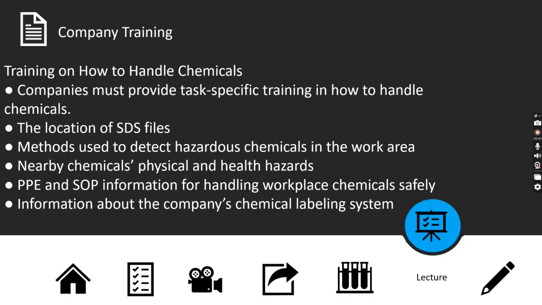Physical hazards would be like if there's something you can cut yourself on, or if you could fall. You need to have personal protective equipment, which is what PPE stands for, and standard operating procedure information, SOP information, for handling workplace chemicals safely. And you need to have information about the company's chemical labeling system. Every time I work somewhere new, even if it's in academia, I need to know how that particular place or lab or pharmaceutical company labels their chemicals.